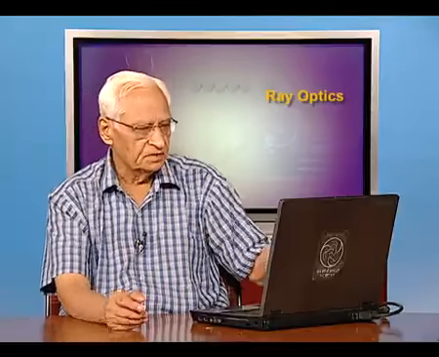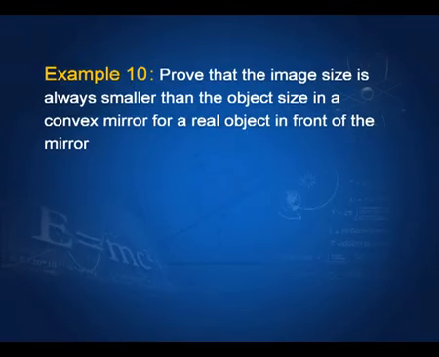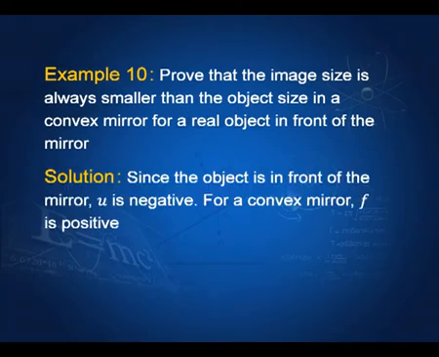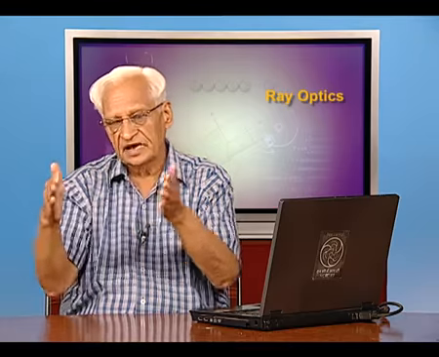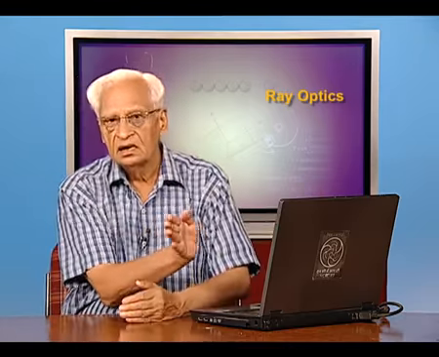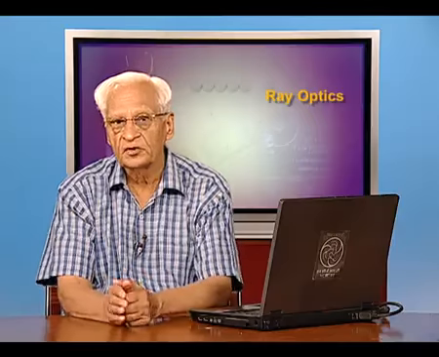Let us take another example. Prove that the image size is always smaller than the object size in a convex mirror for a real object in front of the mirror. Now, since the object is in front of the mirror, u is obviously negative according to our convention. For a convex mirror, you remember that f is on this side, it is towards the right of the mirror, and therefore, it is positive.